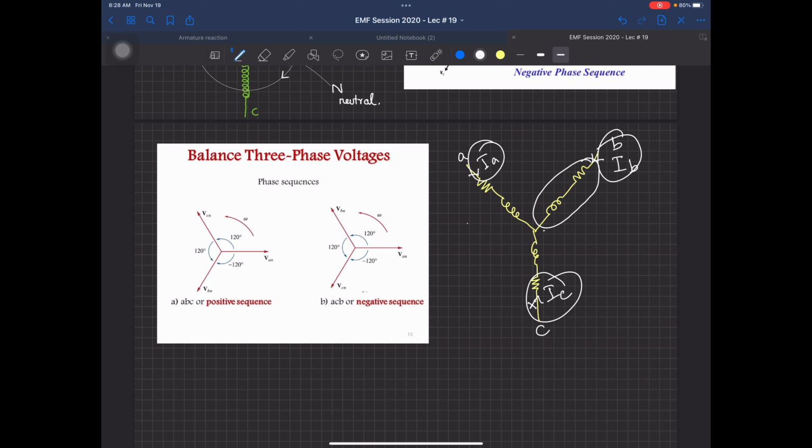So today we are only focused on a balanced supply, which means 120 degree phase displaced, and also 120 degree displaced for the load. The load machine is also 120 degrees displaced electrically.